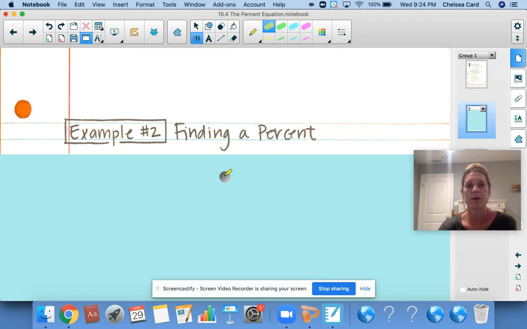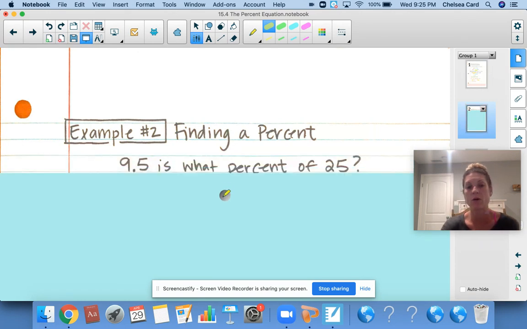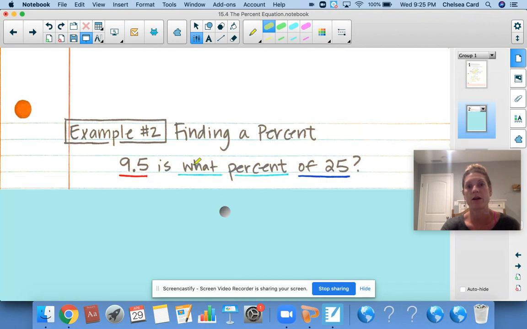The next kind of problem you're going to be looking at is finding a percent. So now you're going to be given the part and the whole, and we need to go through and figure out what our percent is, okay? So 9.5 is what percent of 25?